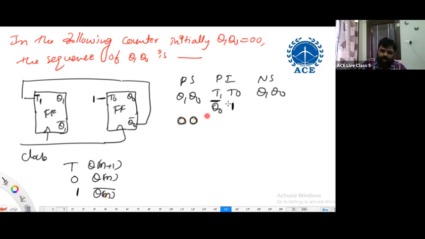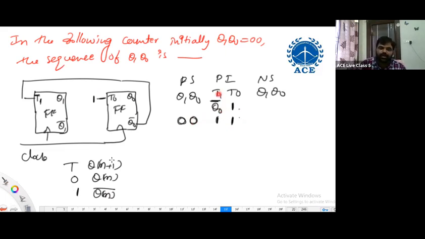Based on the 0, 0, let me derive the inputs. What are the input expressions? Already we have written here. So from the counter circuit, we are getting the flip-flop input expressions. Based on the present state, deriving present inputs. Q naught bar means 0 bar is 1. T naught is permanently connected to 1. Listen carefully. T1 is 1.